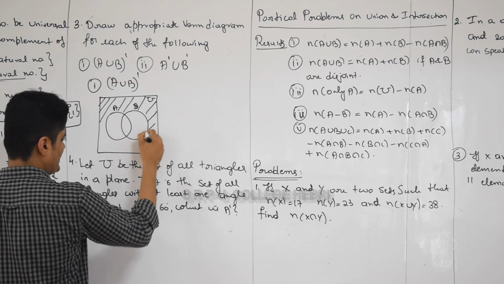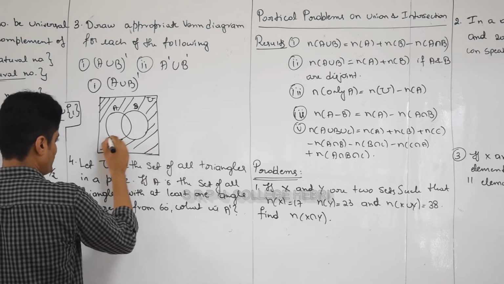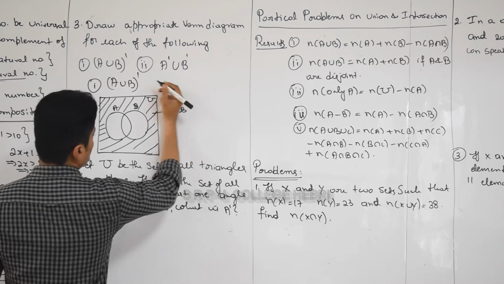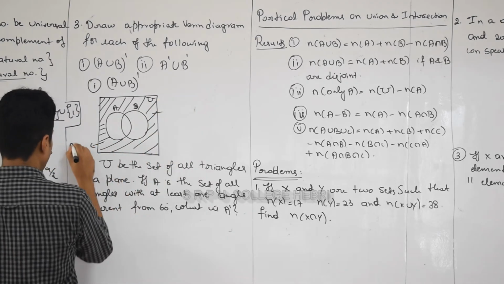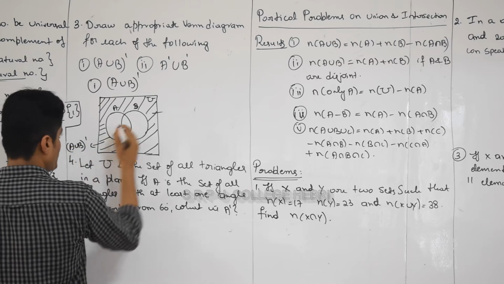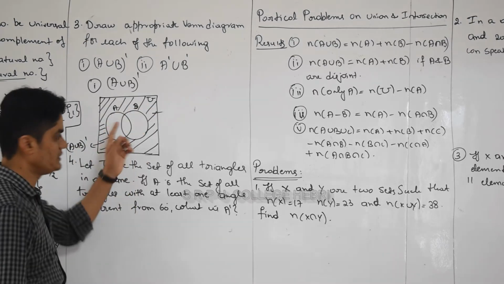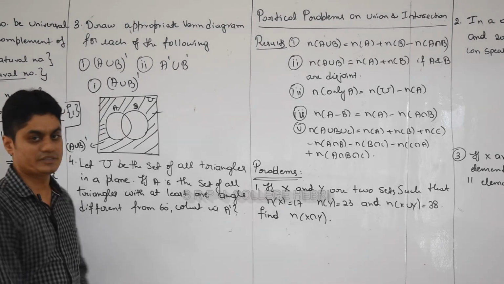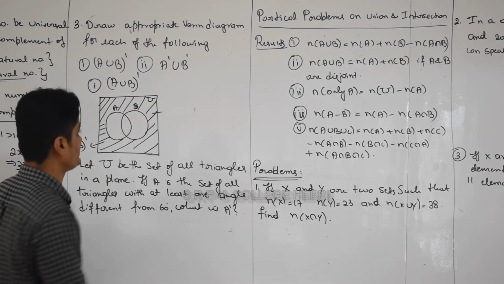This shaded region represents A union B. This represents A union B whole complement, because the region which I didn't shade here represents A union B, so definitely its complement will be the outside of A union B. So this is the answer to the first question.